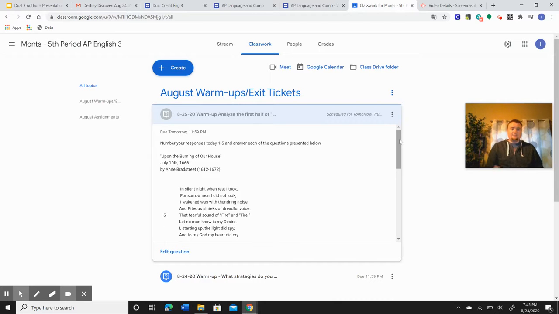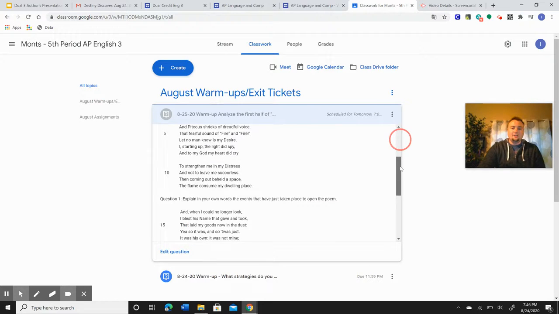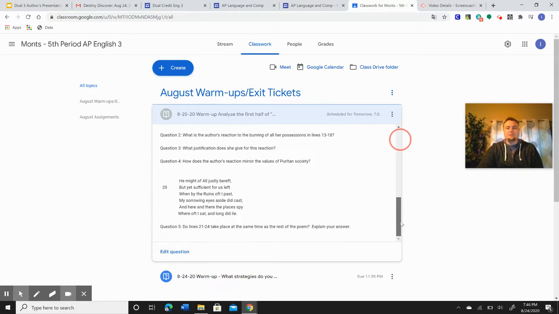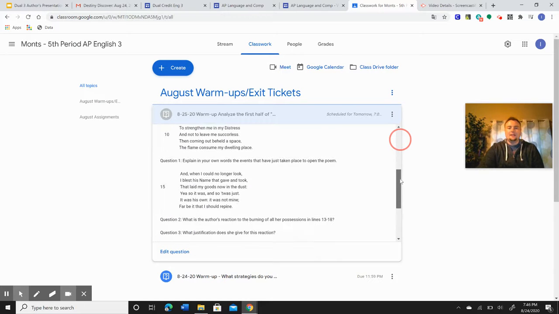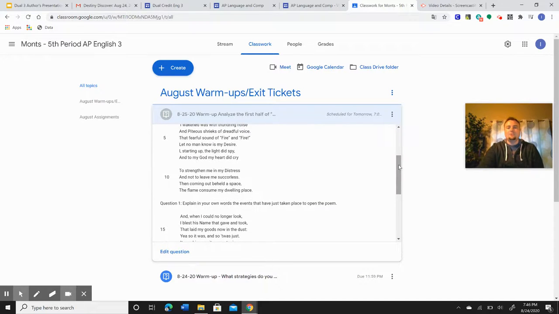So try to tie this back to what you know about Puritan ideals as we're getting ready to read The Crucible. This is another text that just gives us the idea of the mindset of the Puritans. So there are 5 questions. Just number your answers 1 through 5 and answer that as needed. Make sure you're using complete sentences when you're answering those questions.